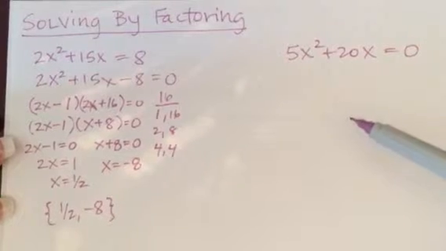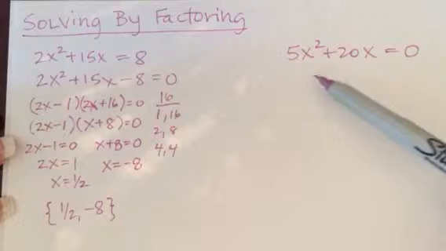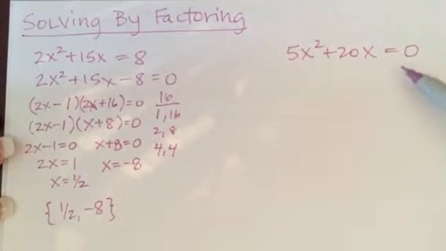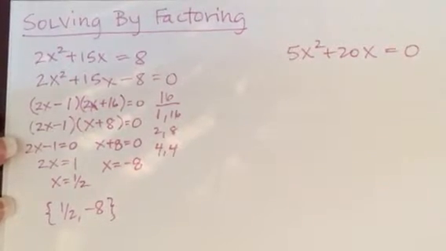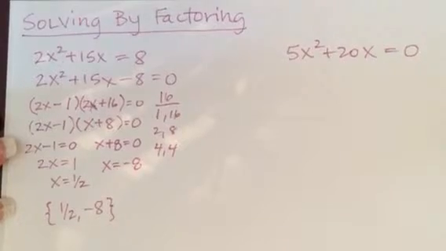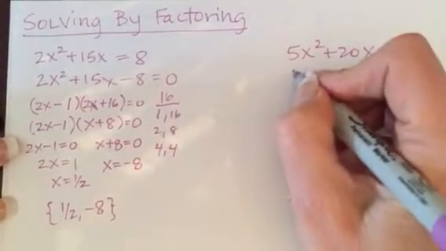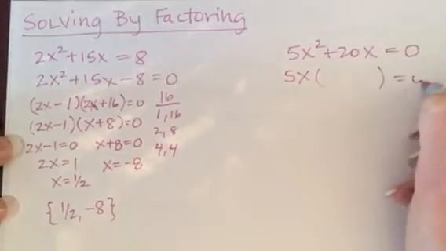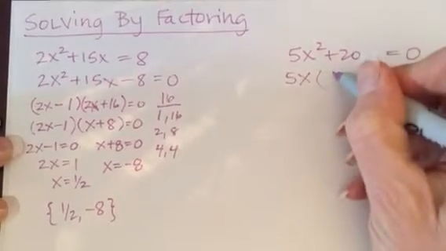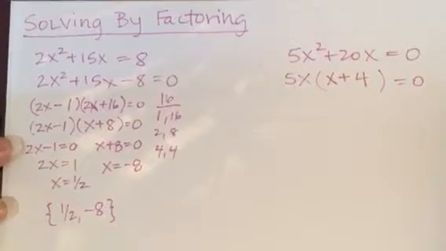This one is a little bit different, and it's a little bit easier. So if I look at this equation, 5x squared plus 20x, and I know that it's already set equal to 0, I am going to use that first rule of factoring, which is look for greatest common factor. And we see that that greatest common factor between these two terms is 5x. So I'm going to factor out a 5x. And now I have 5x times x plus 4 is equal to 0.